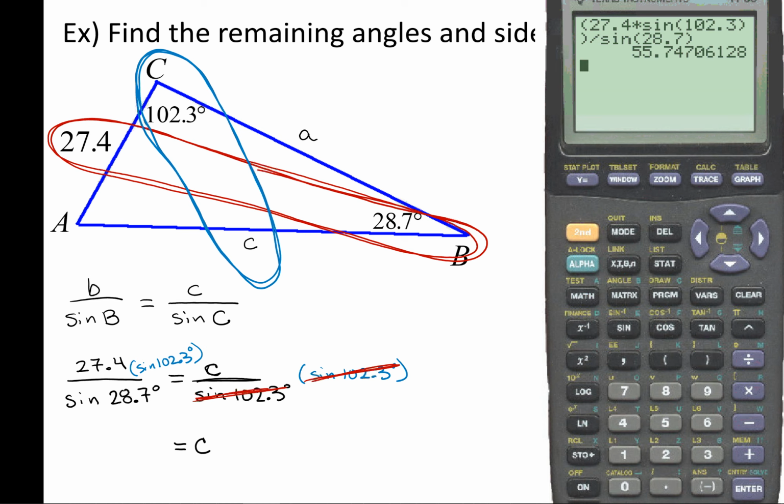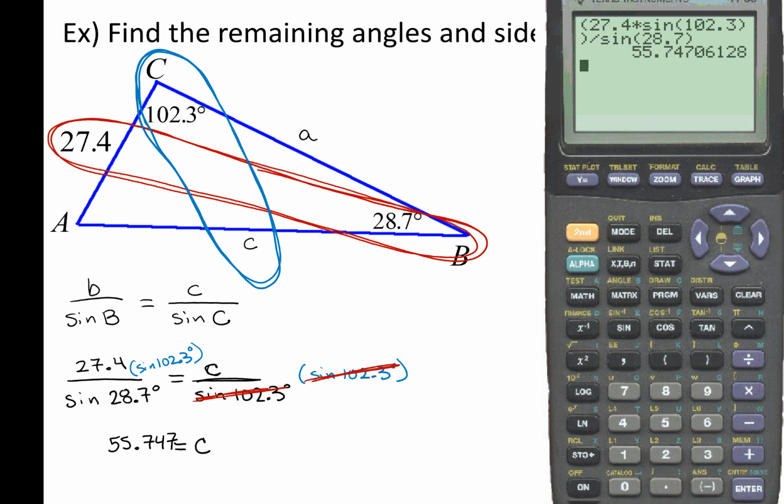You need at least one to two decimal places. I would say go with more if you can. I'm going to use three decimal places, so this is going to be 55.747. That might be in inches or feet or miles or whatever, but it is definitely not in degrees. So now we know C is 55.747.